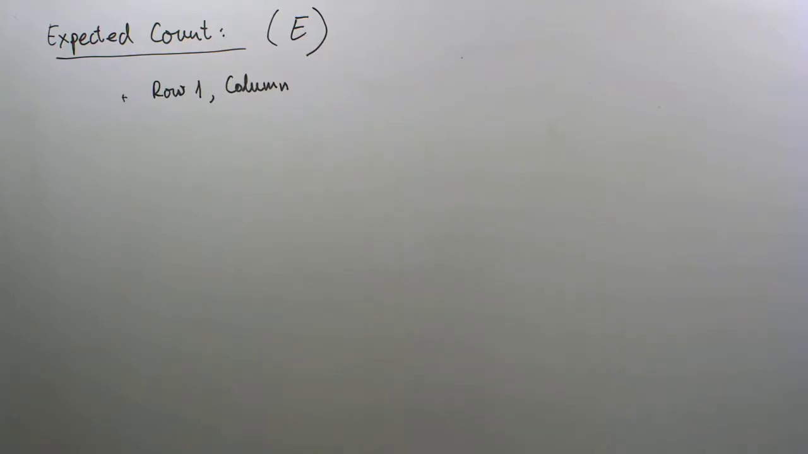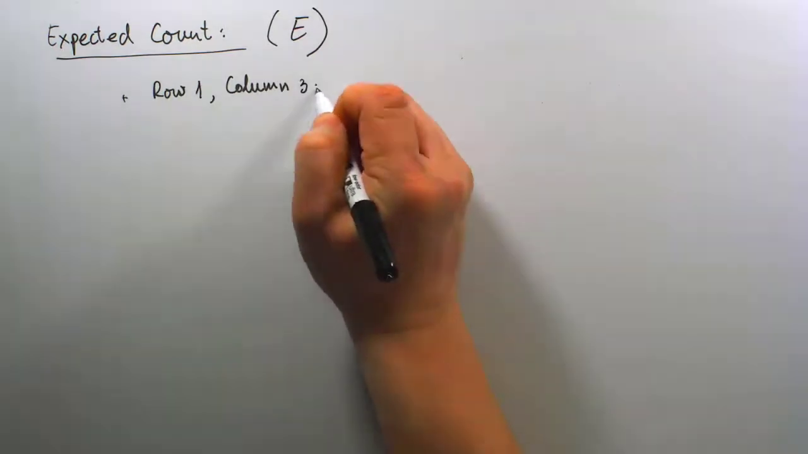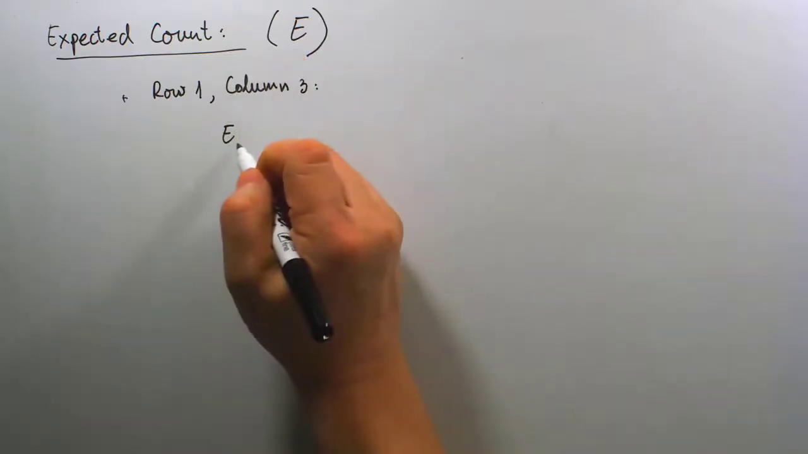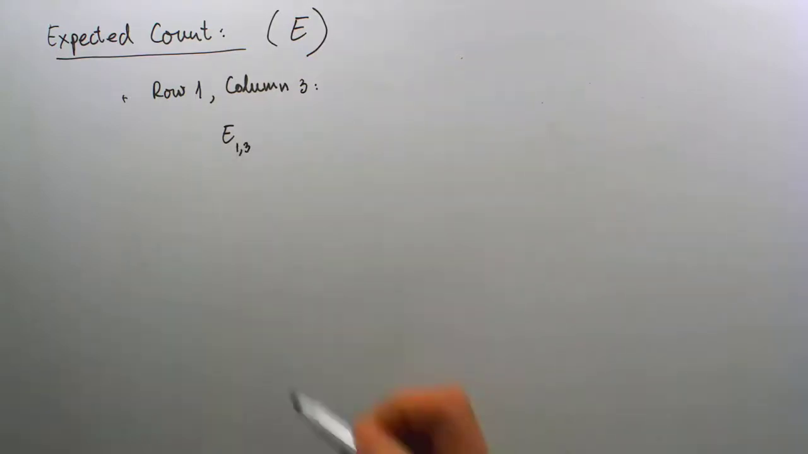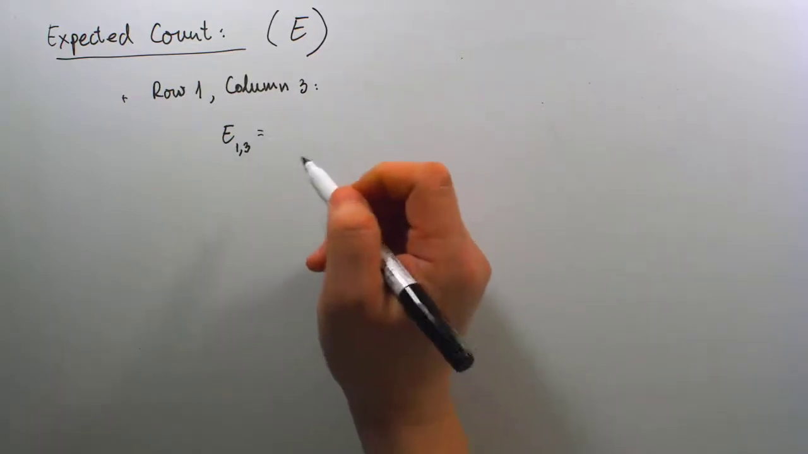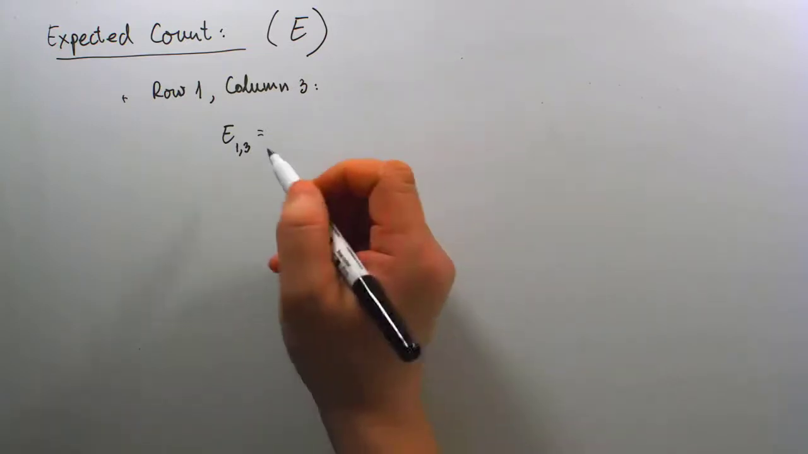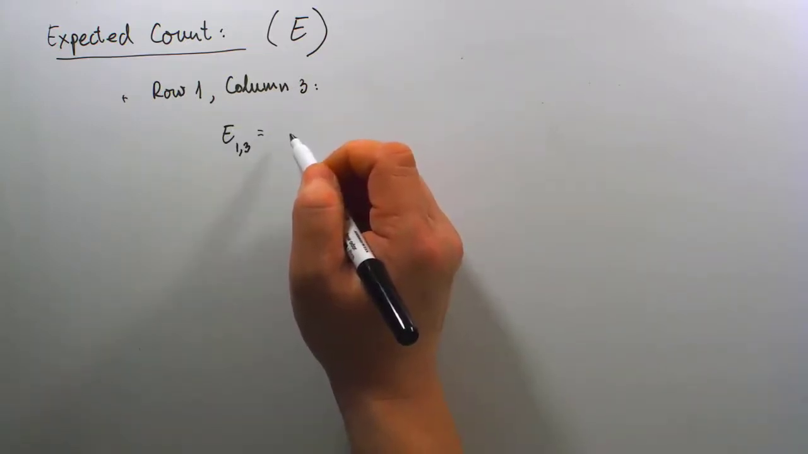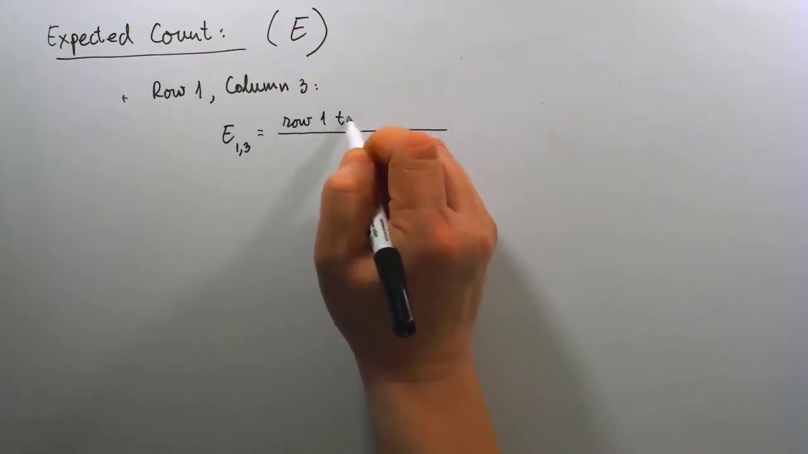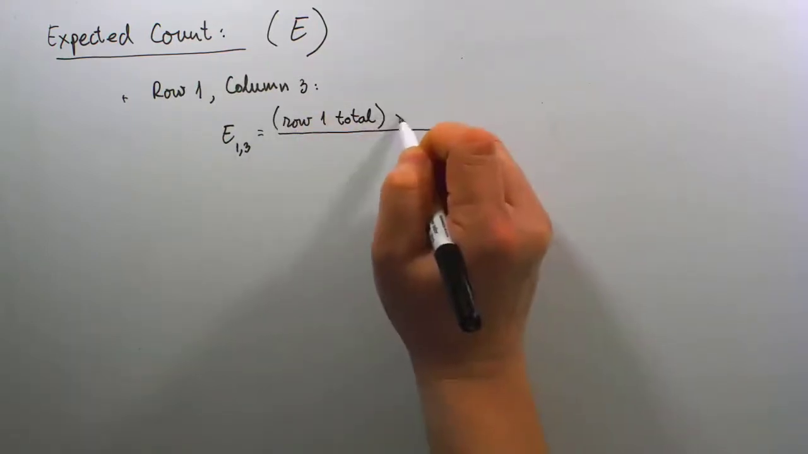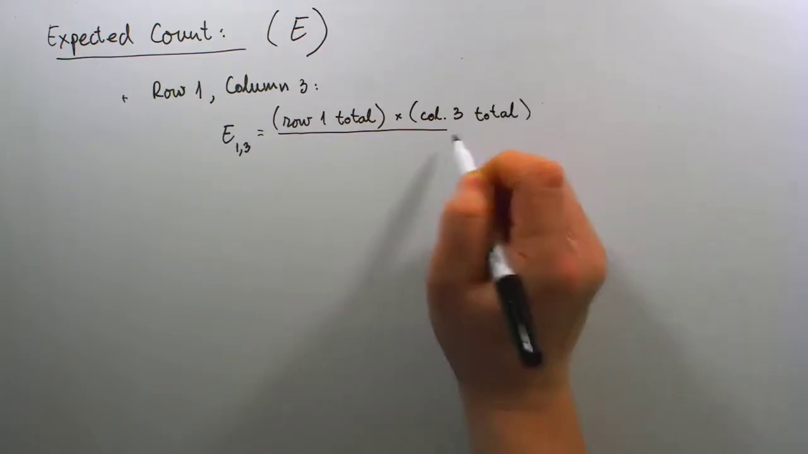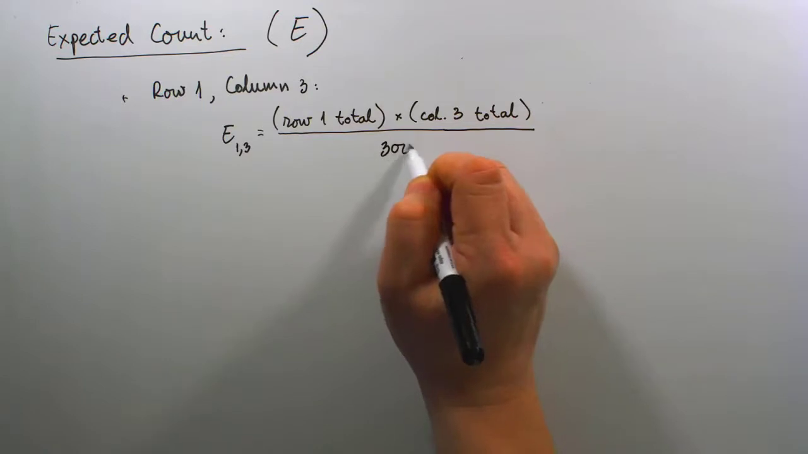So on my writing board again, for row 1, column 3, the expected count is notated by capital letter E at entry 1, 3. So 1, comma 3 is written as a pair of subscripts right there. And now very similar, and at this point we're going to start drawing some generality of how we can calculate expected count at any entry right here. We're going to go with row total. So row 1 total still, and multiply with column 3 total, and divide that by our sample size.